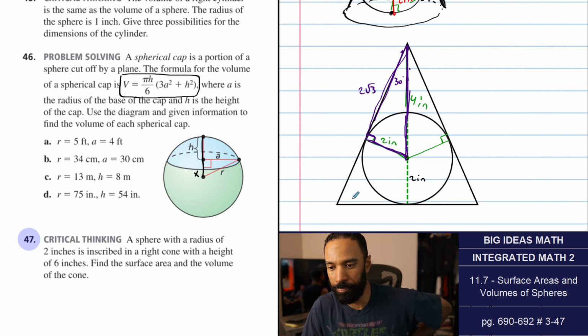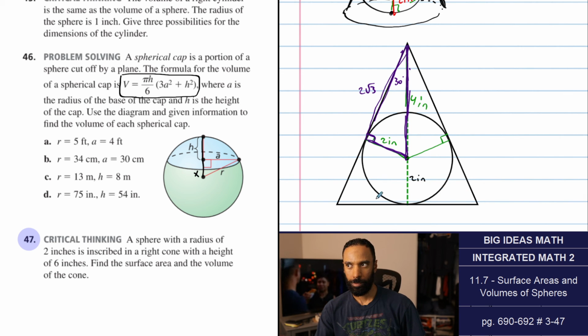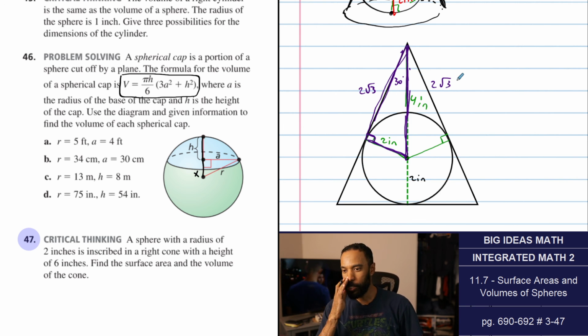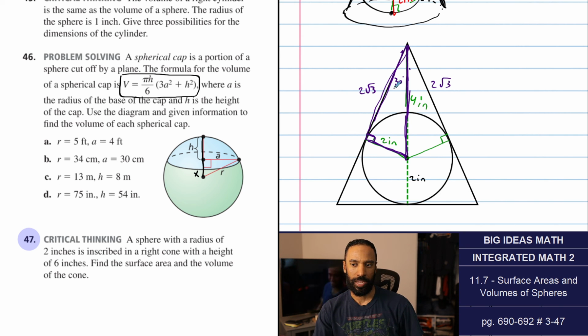I wonder if this is a... this must be an equilateral triangle. I didn't draw one, but this must be an equilateral triangle. So this is 30. This is also 2 root 3. And if this is an equilateral triangle, then everything here is bisected in certain ways. 60, 30, 30. So these would have to be 60 here.